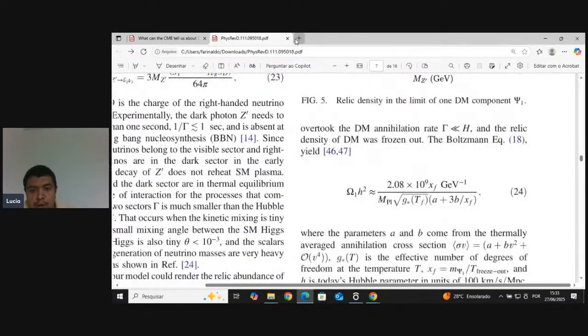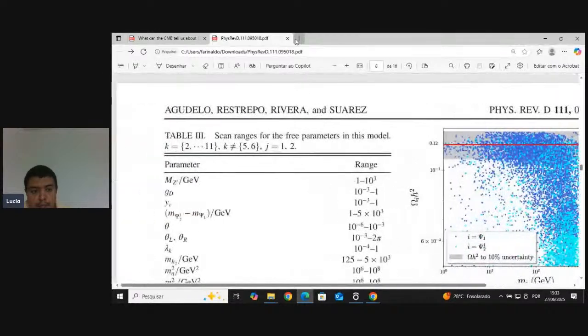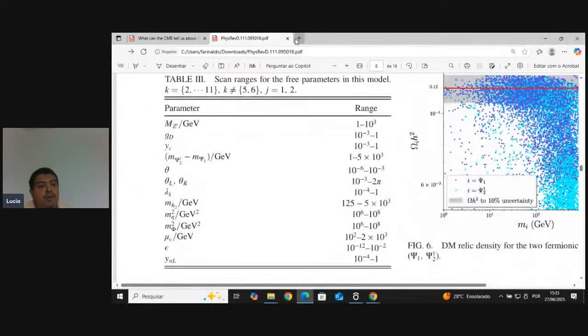Okay, so finally, we use what is called the parameter space. We explore the parameter space of the model by considering a variation of the parameters of the model within this range.